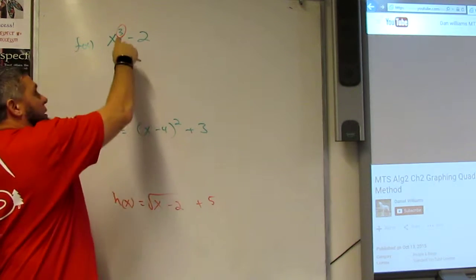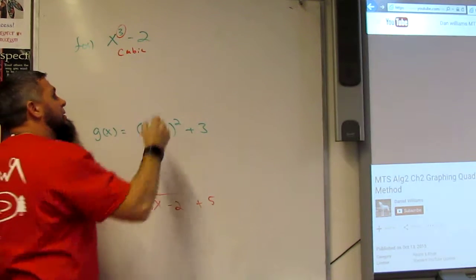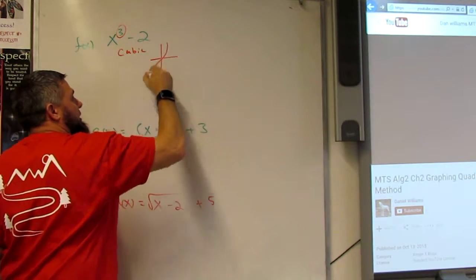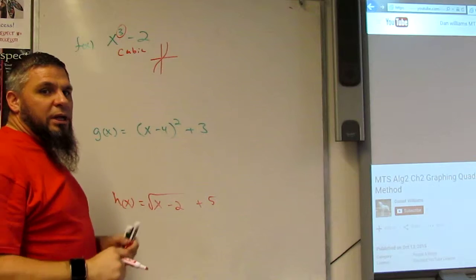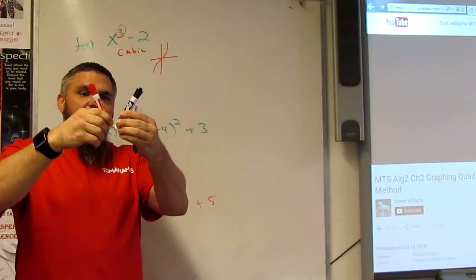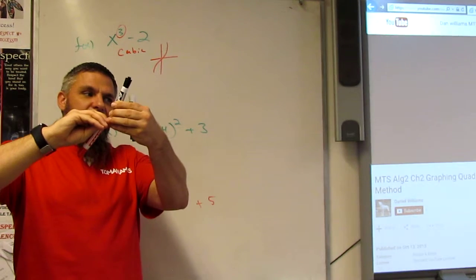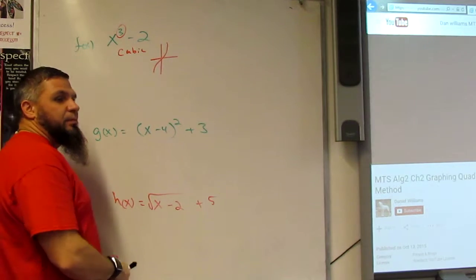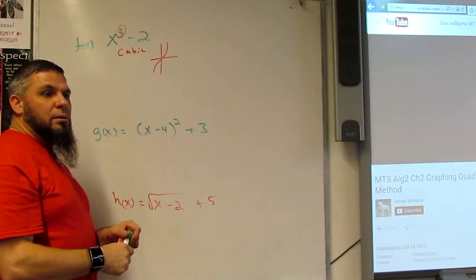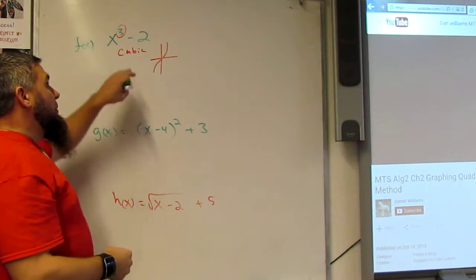Okay? This is a 3. This is a cubic. What's that look like? Do you remember? Squiggly. Okay? It's basically taking the parabola and twisting it. That's all it's doing. So now what we want to do is move it.